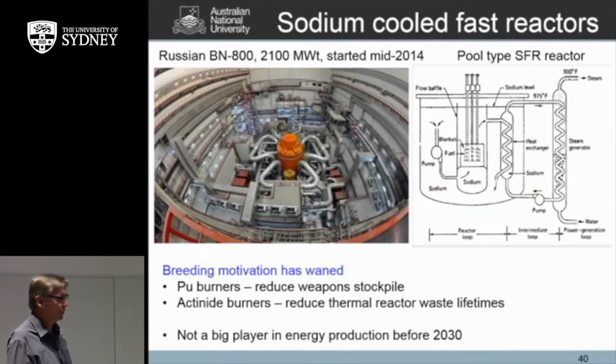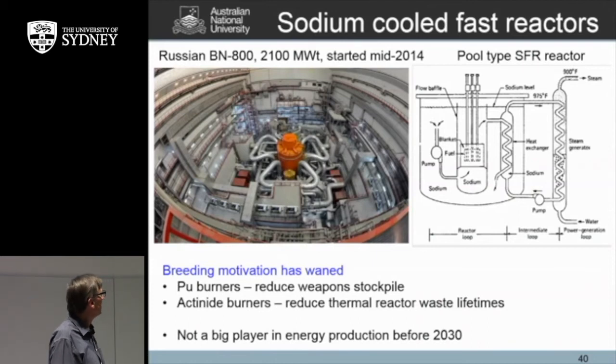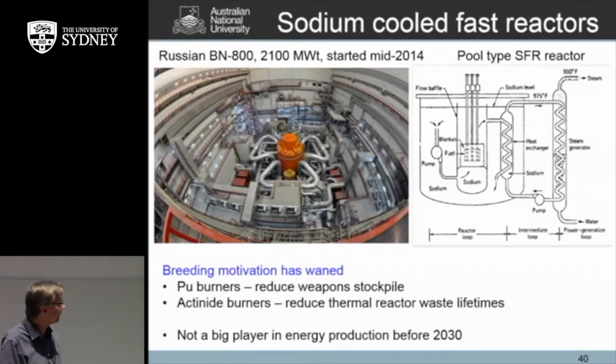The motivation for breeding has waned, but people now see these reactors as plutonium burners. So the idea here is actually a good one. The idea is to get rid of plutonium from weapons and use it to make energy. They're also seen as actinide burners. So these are these heavier elements that we've created in our thermal reactor waste. A lot of those actinides can be burnt to get energy, and that would then make our nuclear waste more manageable. They're probably not going to be a big player in energy production in the near future, I think.